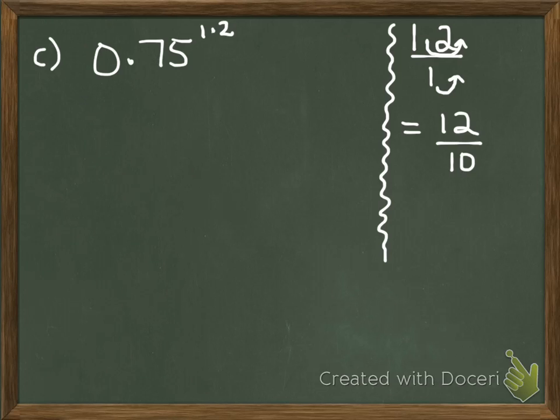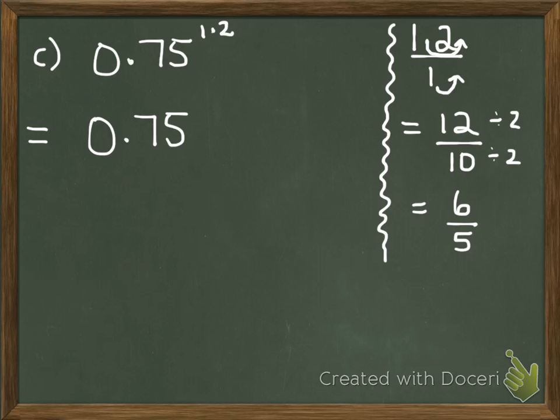And if you'll notice, 12 over 10 can be reduced because they're both even. So I can divide 2 out of both of those, and that would give me a fraction of 6 over 5. So the exponent 1.2 in fractional form is actually 6 over 5. So I can rewrite my question as 0.75 to the exponent 6 over 5. And now to solve it, I can actually write it in radical form.